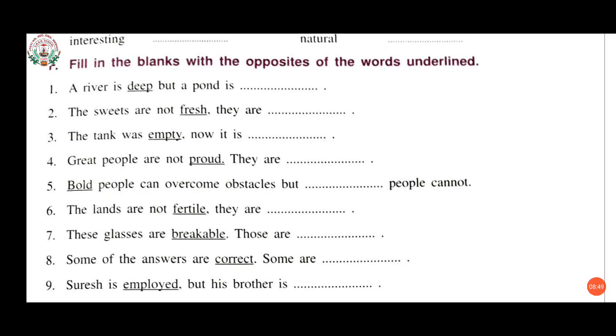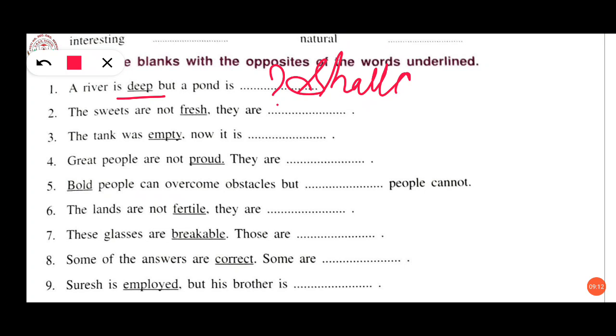You can see the first one, a river is deep but a pond is dash. Here deep is the word given, and we have to write the opposite of that deep for completing this sentence. So a river is deep but a pond is. The opposite of deep is what, students? Shallow.